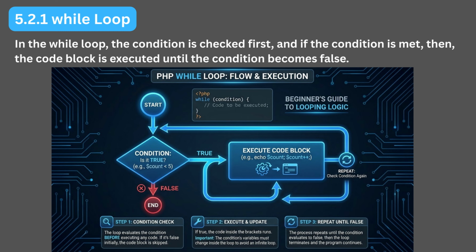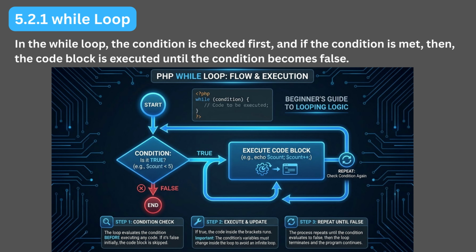Think of it like a security gate. Before you enter, the gatekeeper checks whether the condition is met. If the condition is true, such as a variable being less than a certain number, then the loop begins. Once inside, the code inside the loop gets executed. After completing one cycle, PHP does not stop. Instead, it goes back and checks the condition again. If the condition is still true, the loop runs again. This cycle continues repeatedly until the condition becomes false.